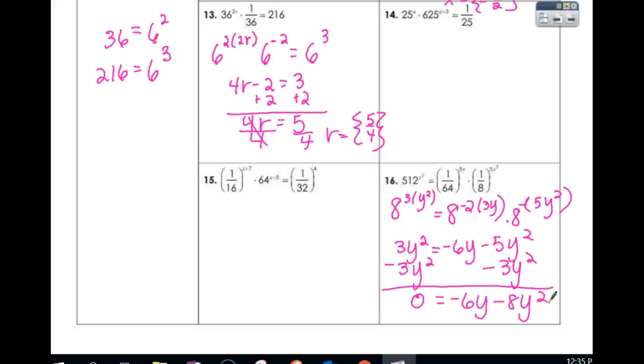I hate having the negative at the end. So can I divide this by negative 1? What happens if I divide by negative 1? So nothing changes, right? So I get 0 is 8y squared plus 6y. So what do they have in common? 2y.